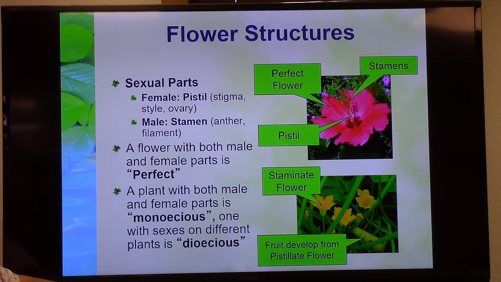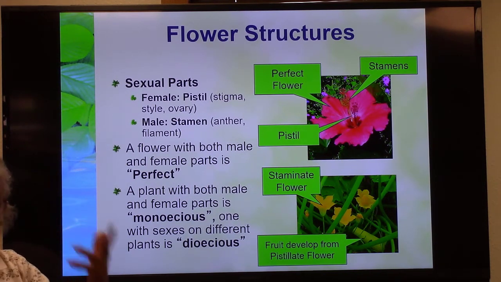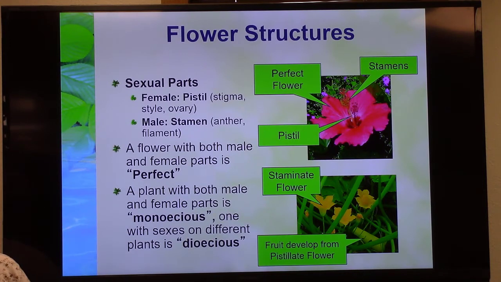Another example of that is all of the members of the hollies. And that includes yaupon. Yaupon is a holly. A yaupon tree or a yaupon bush either has red berries all over it or it doesn't. If you look in the spring at those little bitty flowers, they've either got stamens or they've got an ovary. One or the other, not both.